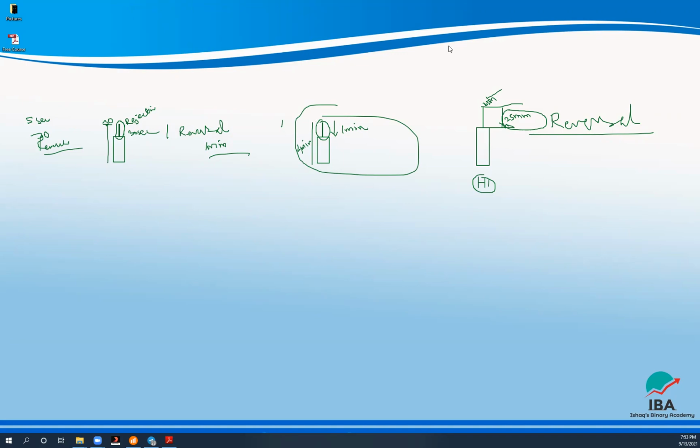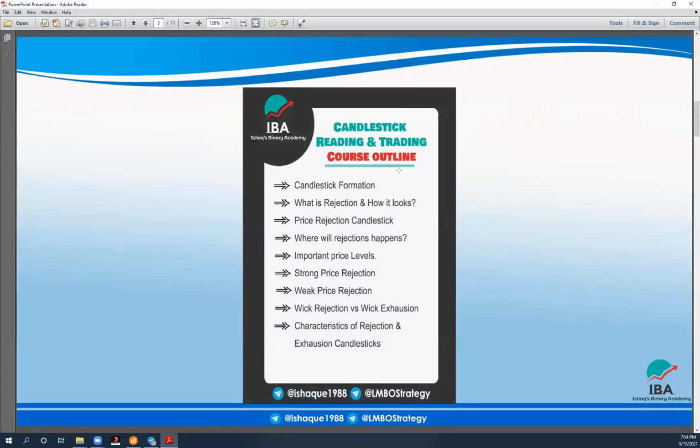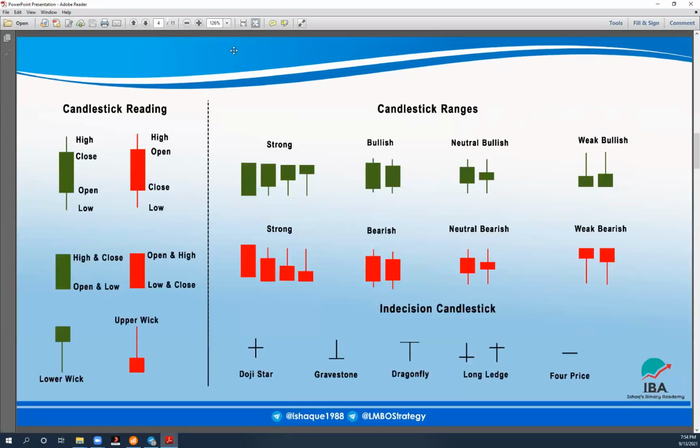So now we are moving to the next topic. See here. Candlestick reading. How much information do you get from every candle? High, open, close, low, and the body. Okay.